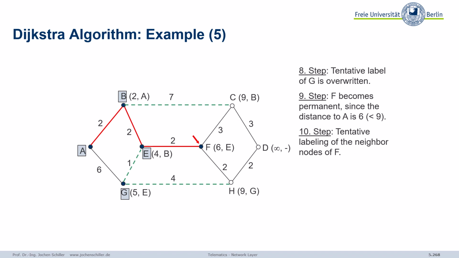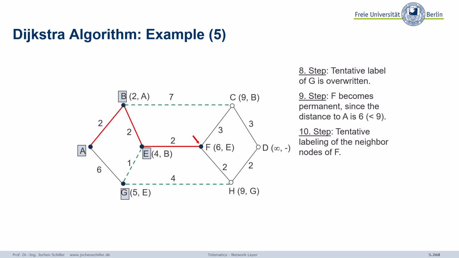Then we see, okay, now F becomes permanent because this distance to A is smaller, 6 is smaller than 9. Why 9? Well, look at the neighbors of G, that's H. H has this distance of 2 plus 2 plus 1 plus 4, 9. And C has 2 plus 7, also 9. F has 2 plus 2 plus 2, 6. That's the smallest one. Okay.